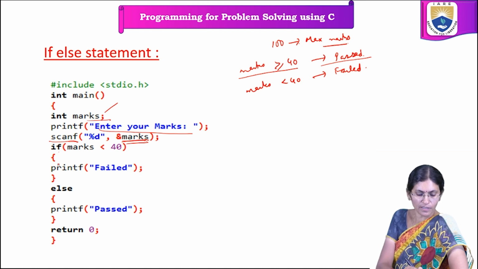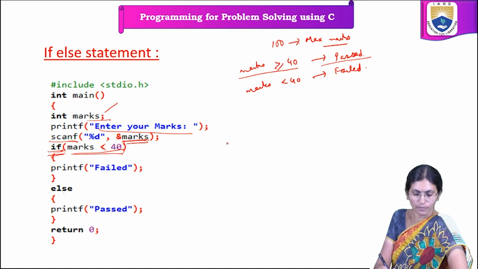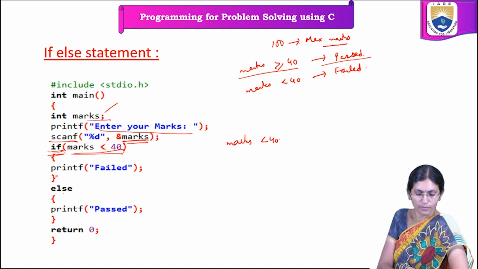The if-else statement is specified in the program by using the keywords if and else. After if, we specify the condition: if the marks are less than 40. This is a relational operator and this is a conditional expression. If the marks are less than 40, then the message to be printed on the screen is failed. Else, in the else block, we have written what happens otherwise.